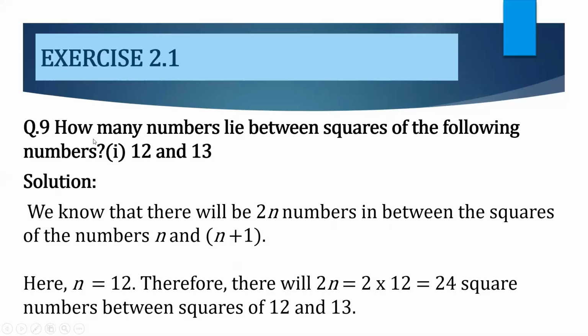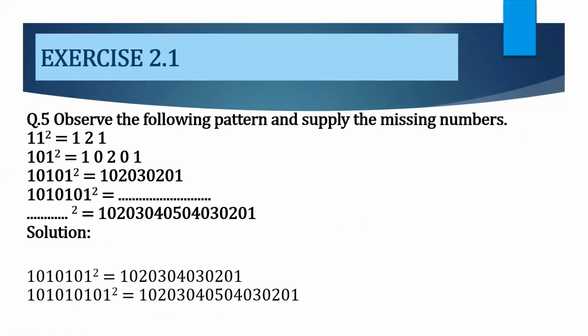Next, question number 9. How many numbers lie between the squares of the following numbers, that is 12 and 13? Here we are given two consecutive numbers 12 and 13. So n is equal to 12 and n plus 1 is equal to 13. So we'll have 2 into n, that is 24 square numbers lying between the squares of 12 and 13.